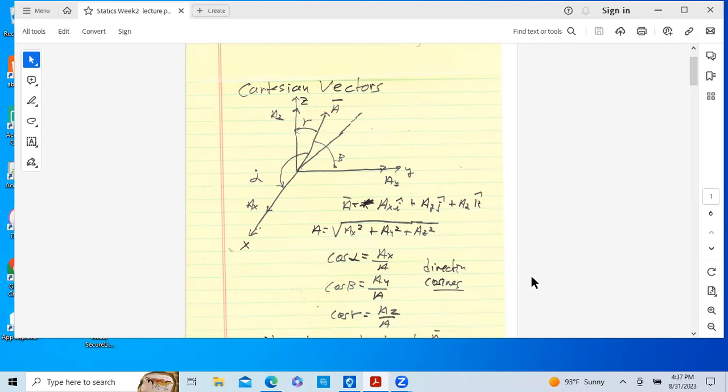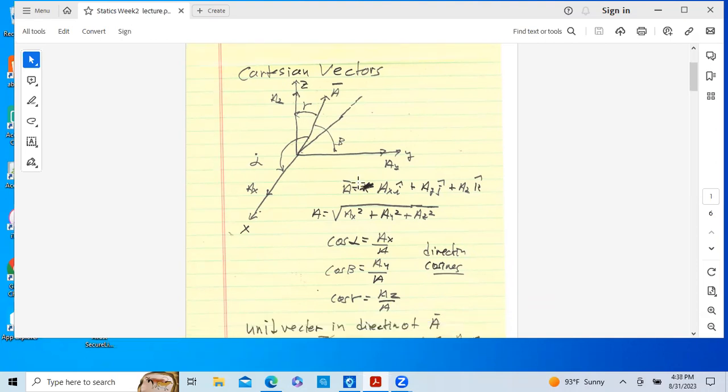Cartesian vectors. Well, what we have is three-dimensional space. We have an x-axis, y-axis, and a z-axis. I'm going to define, starting at the origin, a vector A. And again, I designate a vector by putting a bar across the top that indicates a vector quantity. And we have the direction cosines. These are the angles that describe this vector with the x, y, and z axis.